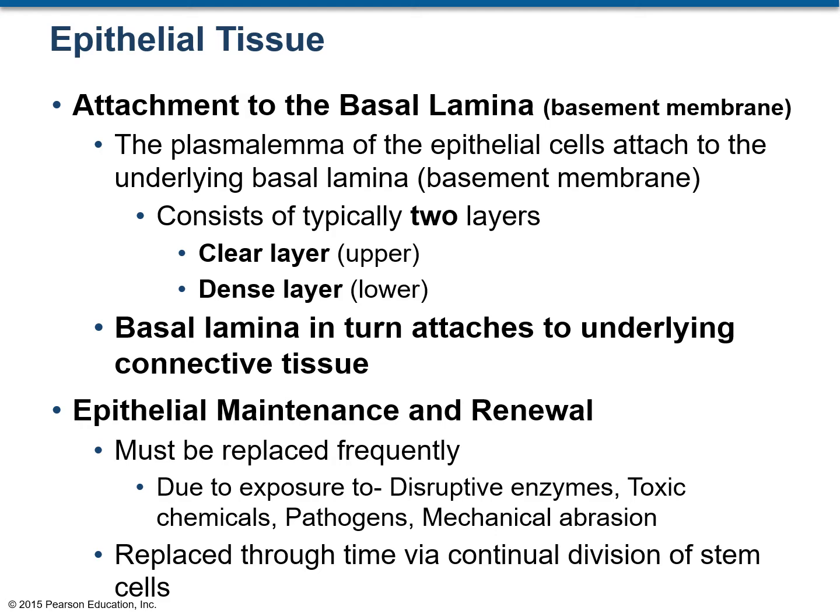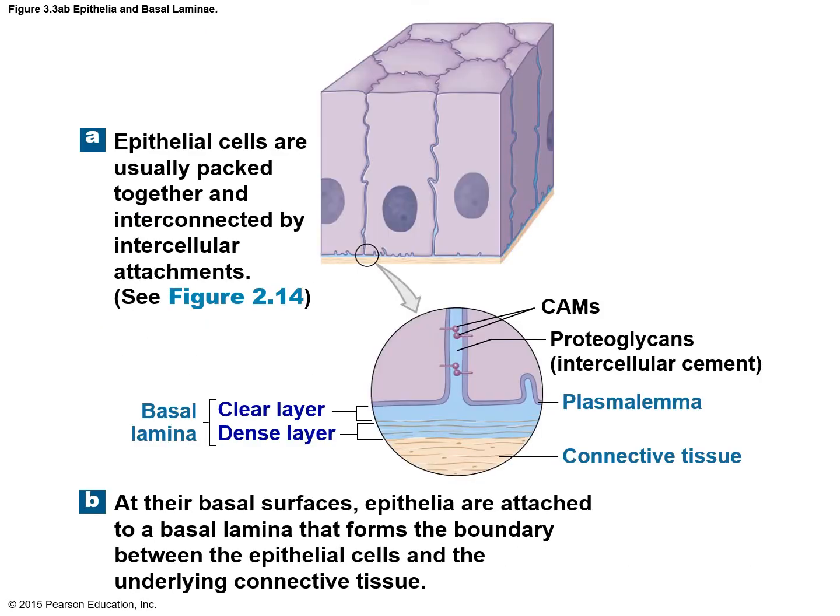And because the epithelial tissues are the outermost layer or the innermost layer of the hollow organs, they are exposed to abrasion and toxic exposure, chemicals. So these cells of the epithelial tissue need to be replaced constantly, and that's why a high rate of mitosis is required here. The figure shows the basement membrane with the clear layer and the dense layer and the connective tissue underlying the basement membrane.